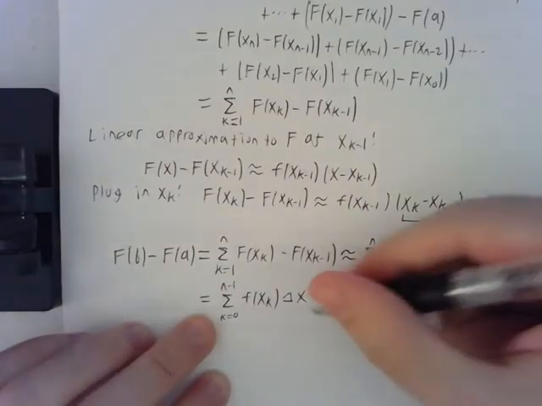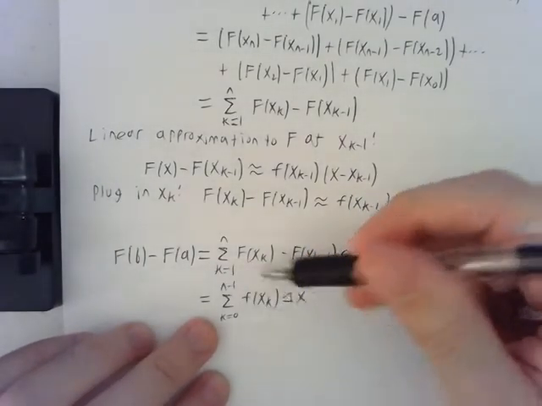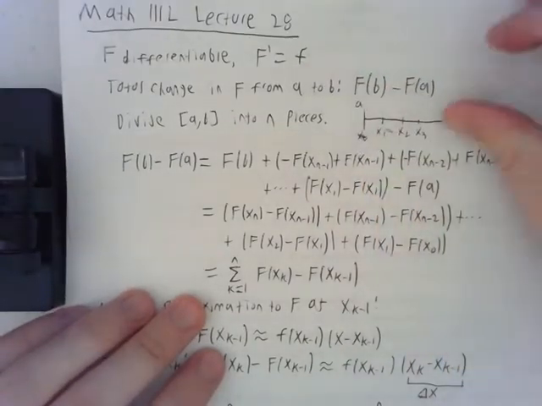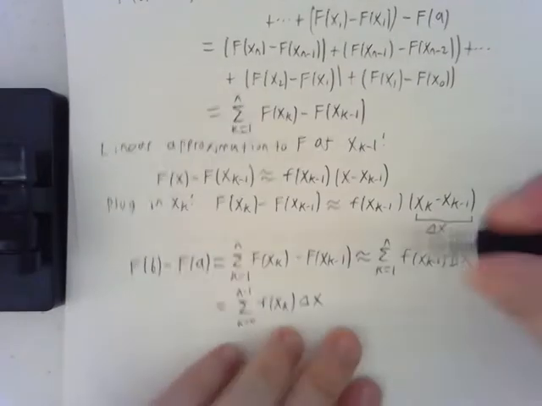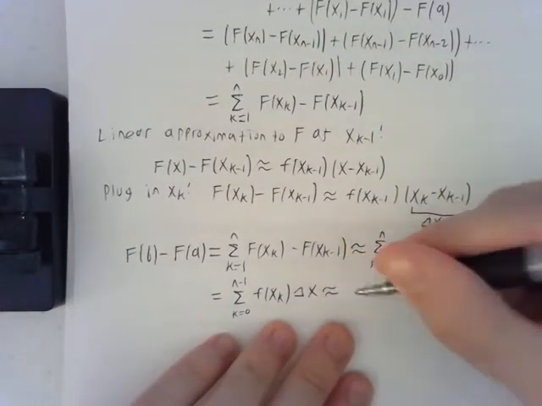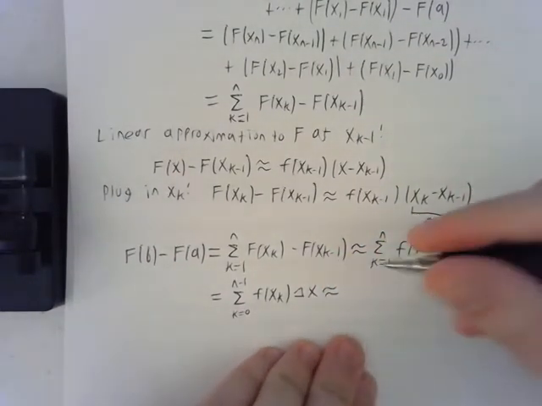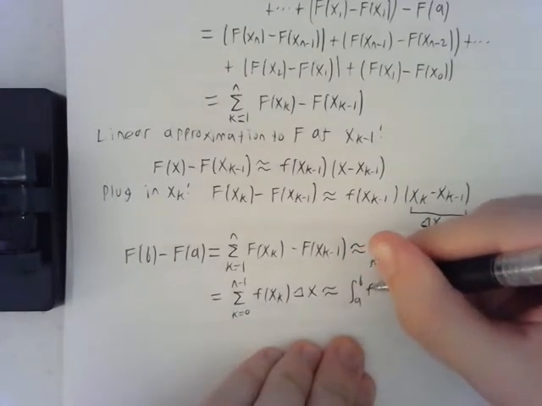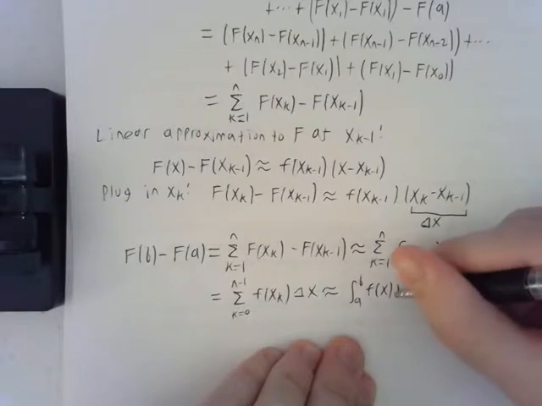In particular, this looks a lot like a left-hand sum for the derivative function, little f. So that means that this, if n is a big number, will be approximately equal to the integral from a to b of little f(x) dx.